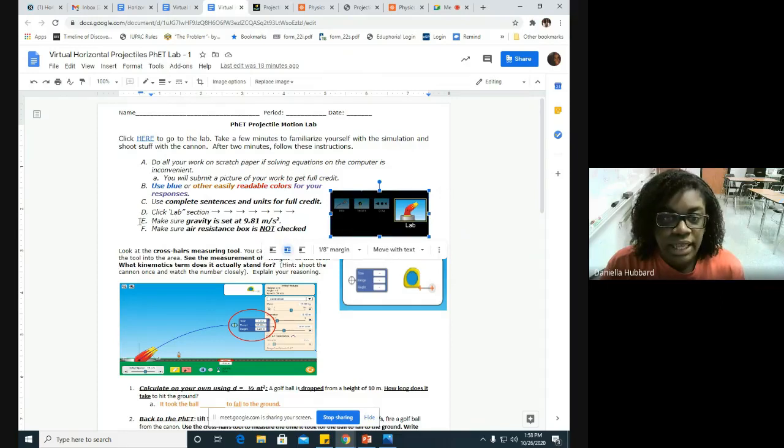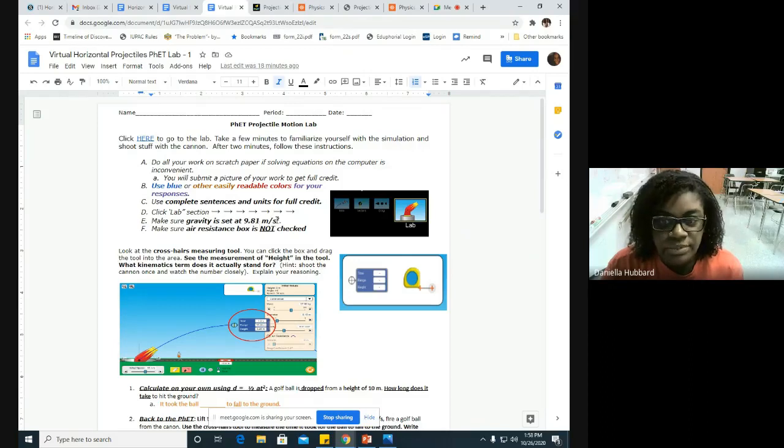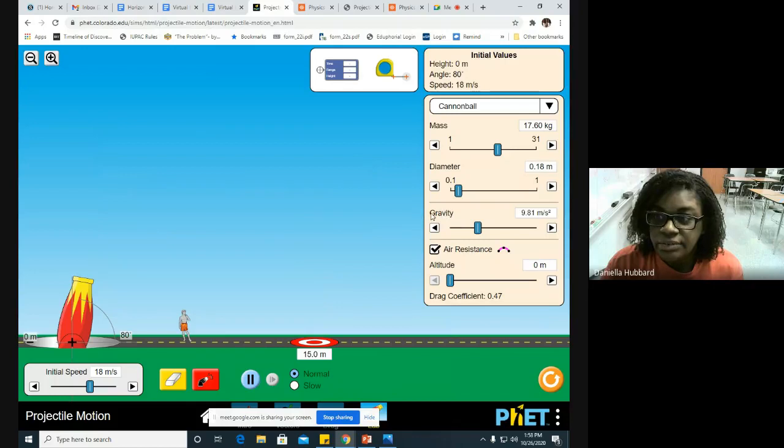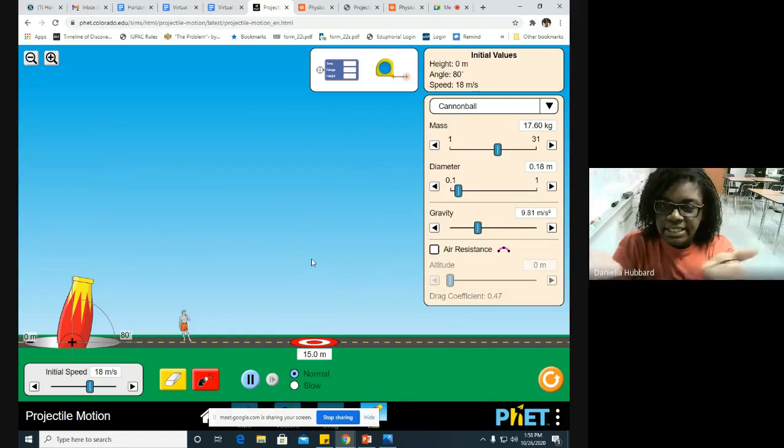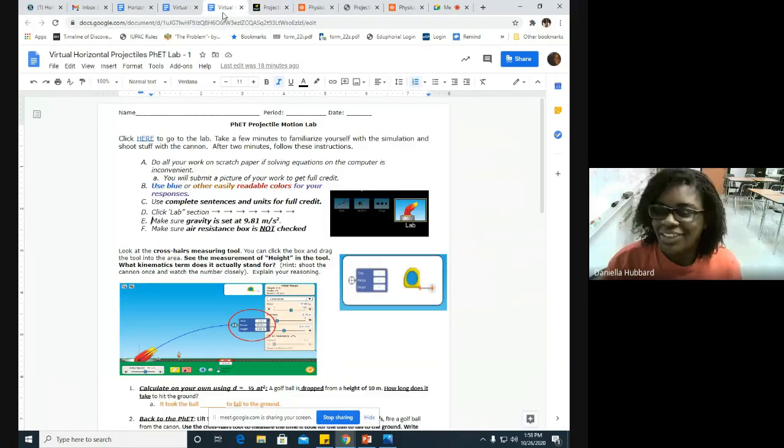Okay, we're going to look at letter E that says make sure gravity is set at 9.81 meters per second squared. And we need to make sure that the air resistance box is not checked. So I'll go here where it says gravity. It's at 9.81. And then my air resistance needs to be unchecked. Okay, so that way when the object falls, we don't have air resistance acting against the object that's falling. Okay, but that's for another lesson.